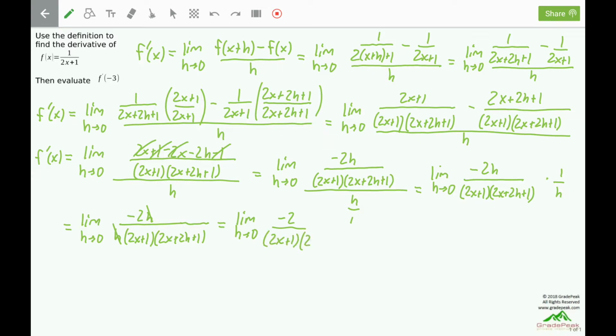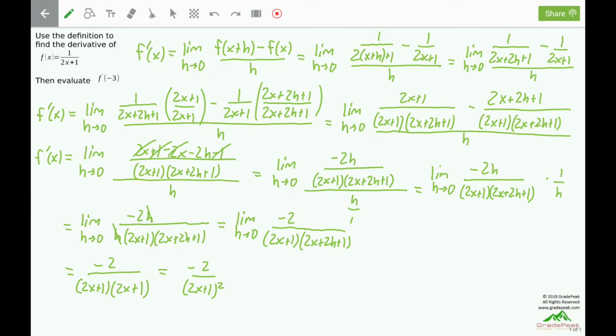And we can now write what we have left over. And we should no longer have 0 over 0, now that we've canceled that h in the denominator out. So we can take what's left over and just replace any h's with a 0. And that will give us negative 2 divided by 2x plus 1, and then 2x plus a 0 plus 1. Since we have 2x plus 1 times 2x plus 1, we can write that as 2x plus 1 squared, and there is your f prime of x derivative.